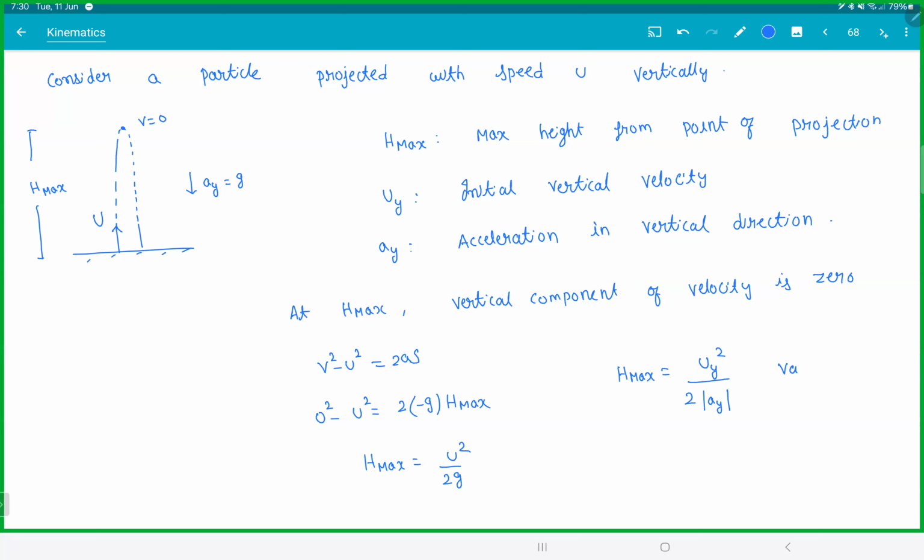And be careful, this formula is valid only if a_y is constant. If acceleration is changing, you can't use this. So vertical velocity square by 2 times the acceleration in the vertical direction. This is a more general formula, because every time there is no guarantee the gravity will be g only. It can be more, it can be less, it can be anything.